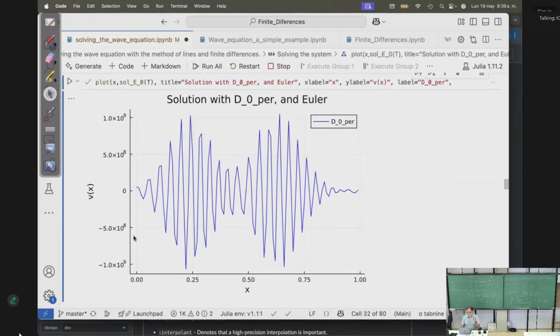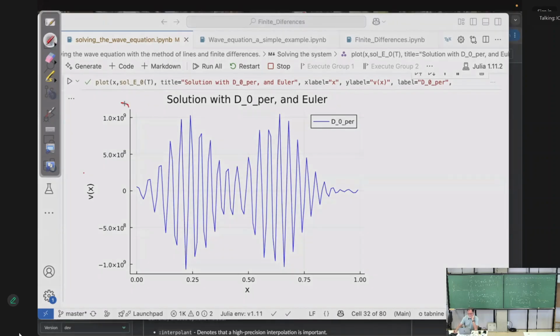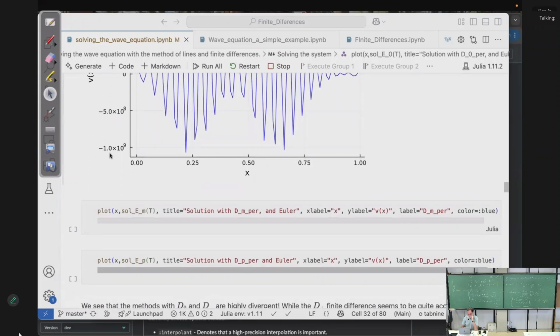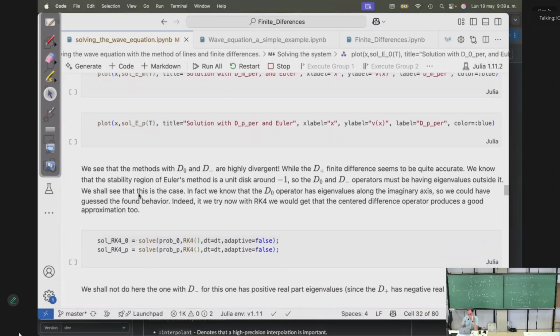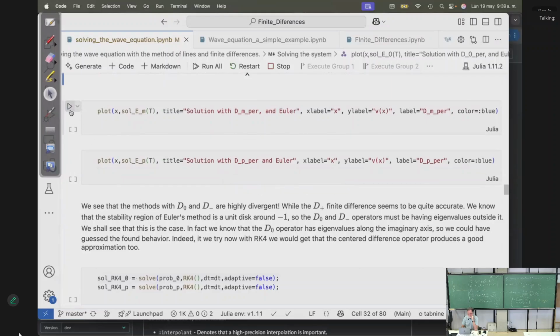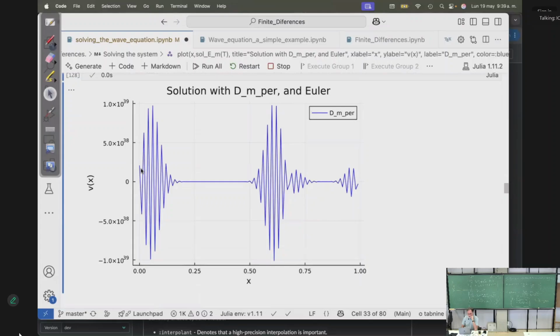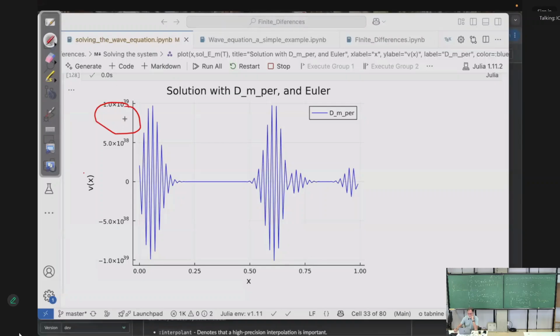This is the solution with the D naught. So you look at these numbers, it's pretty bad. So it's unstable. Just after one period is totally unstable. So it's not used. If you run with the minus, you get also, it's even worse, 10 to the 39 here.